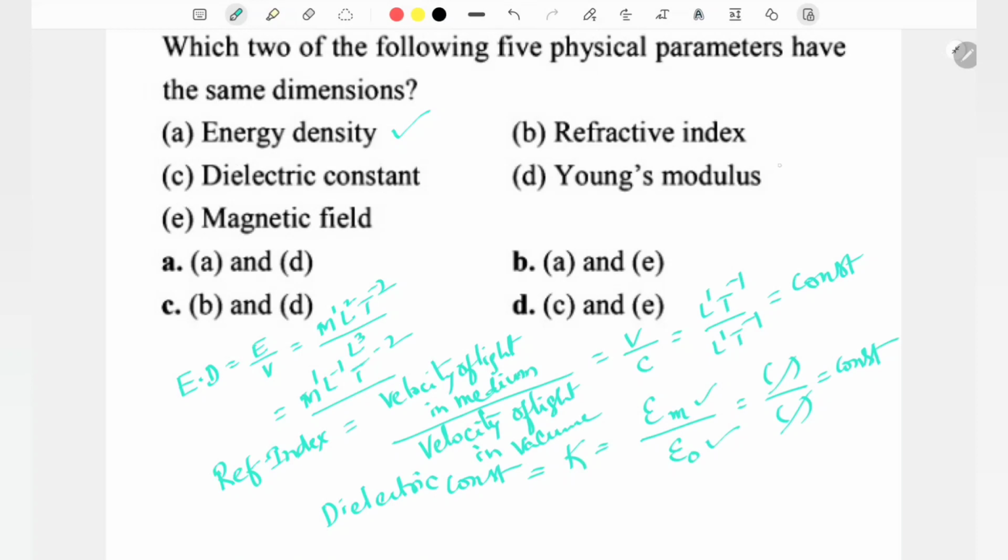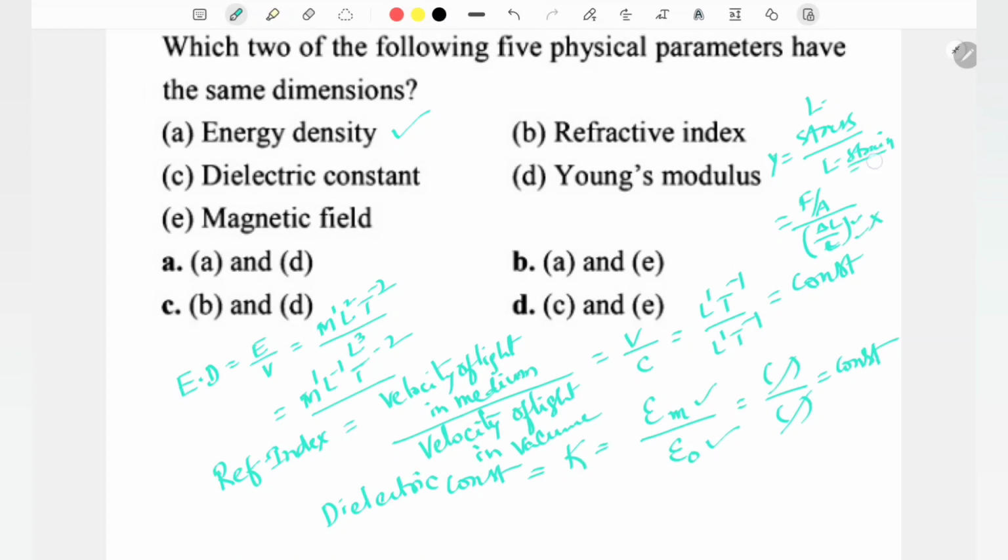Next one, Young's modulus. Young's modulus can be written as Y is equal to longitudinal stress divided by longitudinal strain. We know that stress is equal to F by A and strain is equal to delta L by L. Here the ratio is having same physical quantities, so it has no unit.